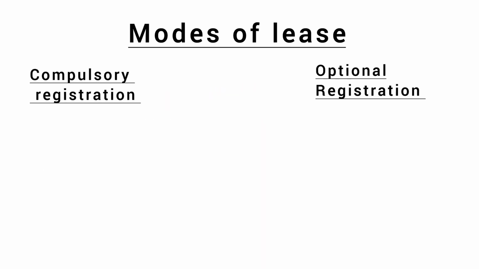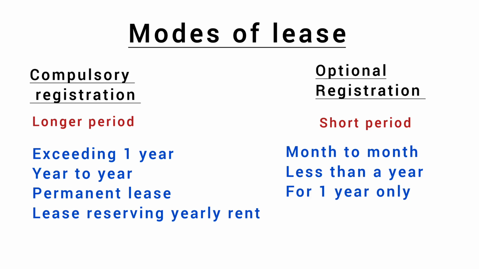Now we are going to talk about the modes of creating lease. Lease can be created by two methods: first, where registration is a mandatory procedure, and second, where registration is optional. Now you have to understand, when a lease is done for a short period of time, then the registration is optional. For example, lease on a month to month basis, or lease for a term of 1 year only, or lease for a term of less than 1 year. On the other hand, when a lease is done for a longer period, then it needs registration. For example, lease from year to year basis.